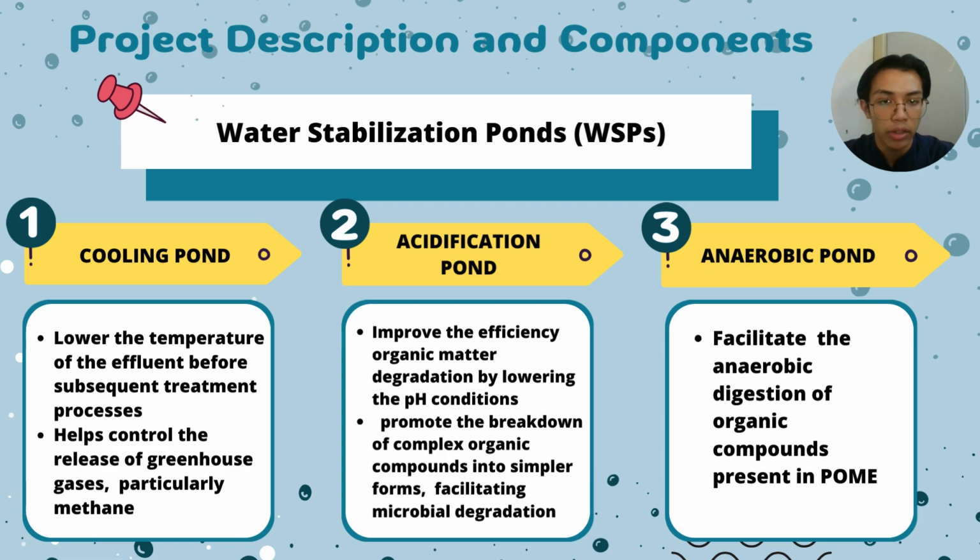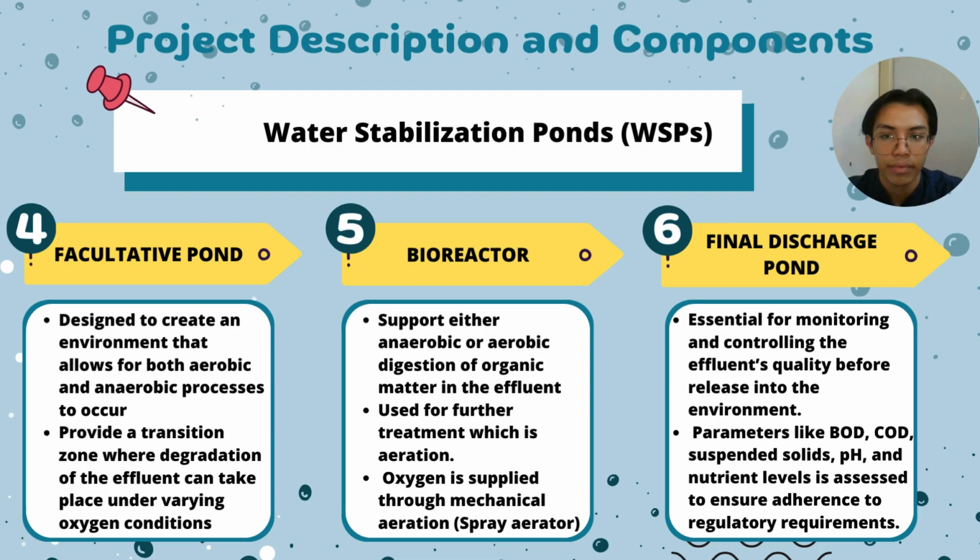The second one is the acidification pond, which helps by lowering the pH conditions. And the third one is the anaerobic pond. It facilitates the anaerobic digestion of organic compounds present in POME. Next is the facultative pond, designed to create an environment that allows for aerobic and anaerobic processes to occur.